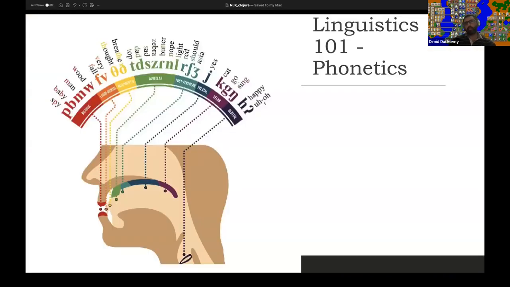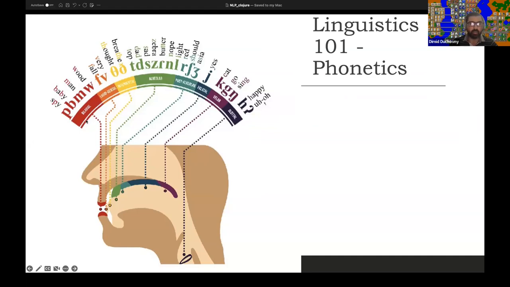Okay. So let's talk a bit about linguistics and which subfields we have in linguistics. Let's start from maybe the most bottom level and we'll work our way up. First of all, when you're talking about spoken language, we are talking about sounds, which are called phones. And the study of such phones is called phonetics. Here, for example, you can see different sounds and their articulation.